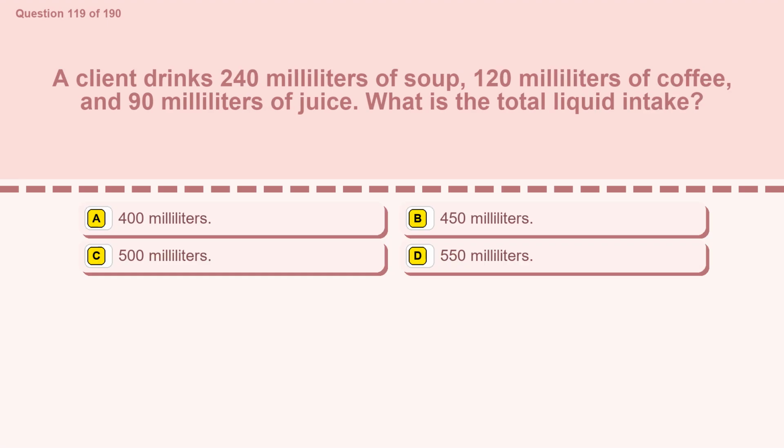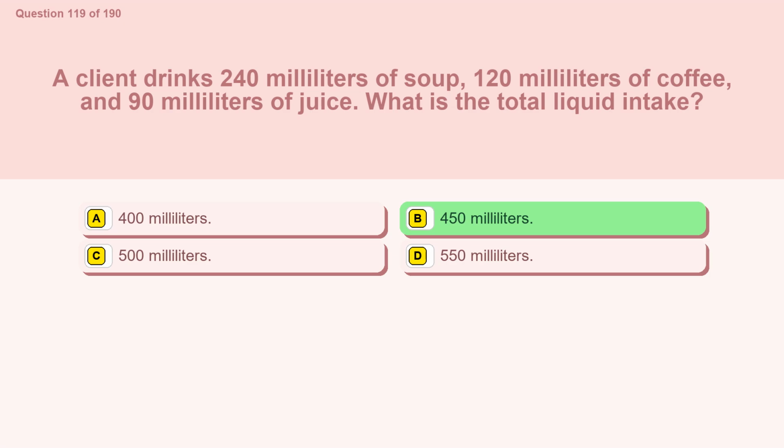Question 119. A client drinks 240 milliliters of soup, 120 milliliters of coffee, and 90 milliliters of juice. What is the total liquid intake? Option A, 400 milliliters. Option B, 450 milliliters. Option C, 500 milliliters. Option D, 550 milliliters.